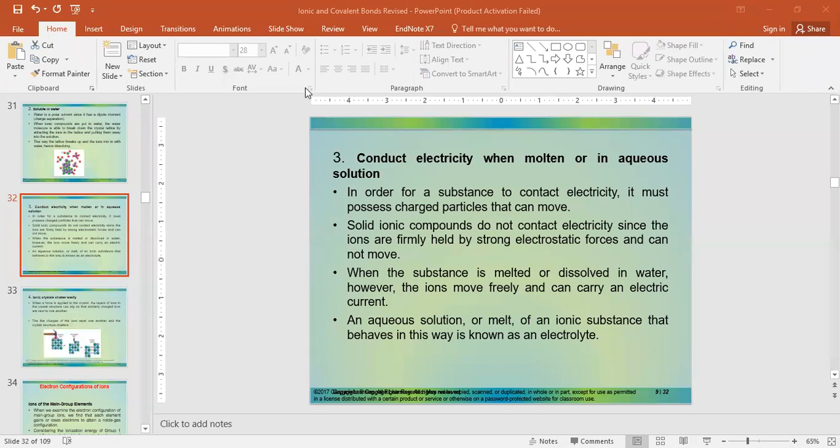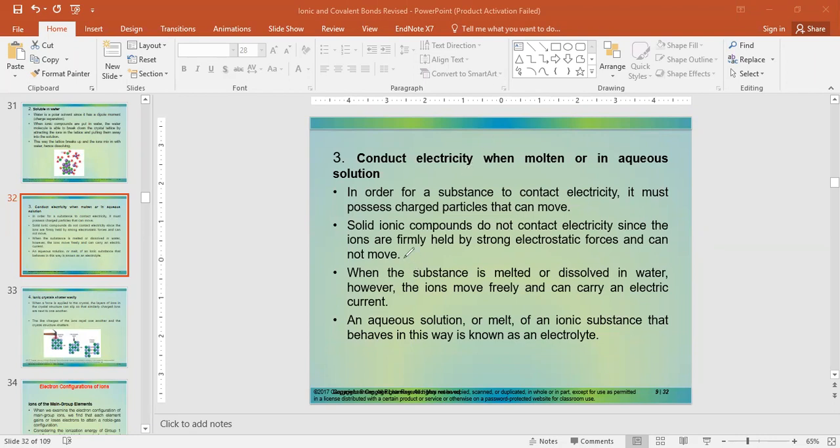Now, what happens in solid? What happens in solid is this: that although they have, I'm trying to pick something here so that I can highlight.